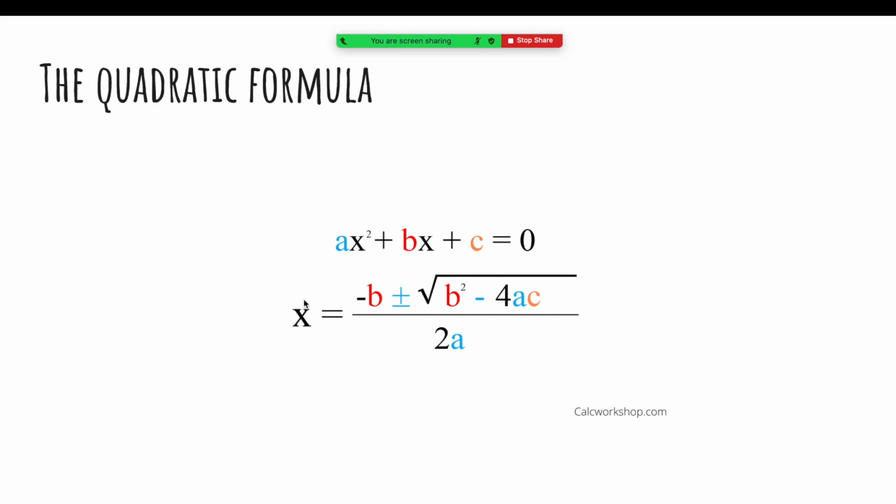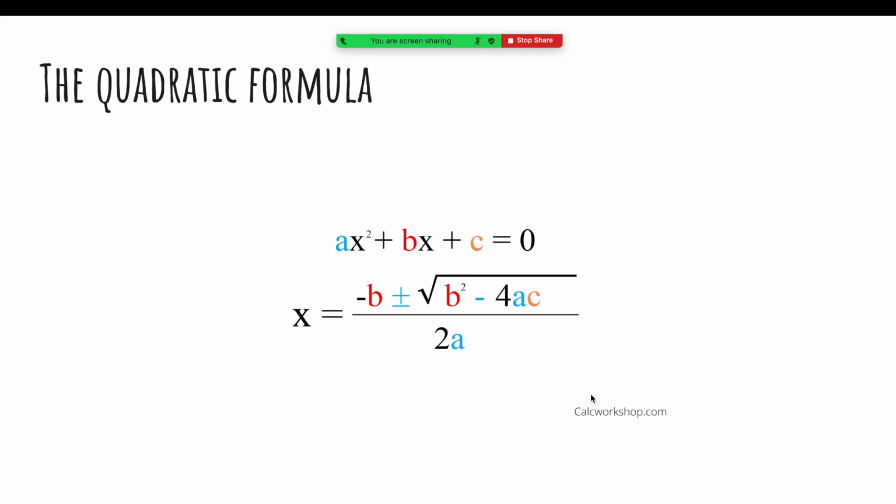So we're going to use the quadratic formula, which is right here, to solve quadratic equations. This is the quadratic formula. This is standard form, and this is how we take the values of a, b, and c, and we input them into this formula, and this formula will give us the solution to a quadratic equation. The way we read it is the opposite of b plus or minus the square root of b squared minus 4 times a times c, all divided by 2a.